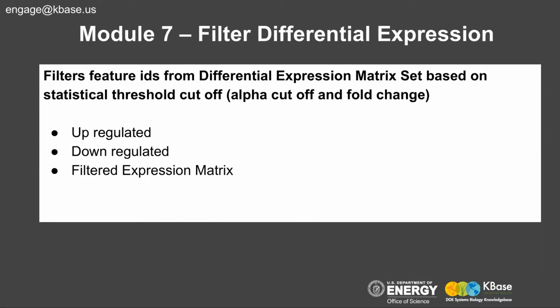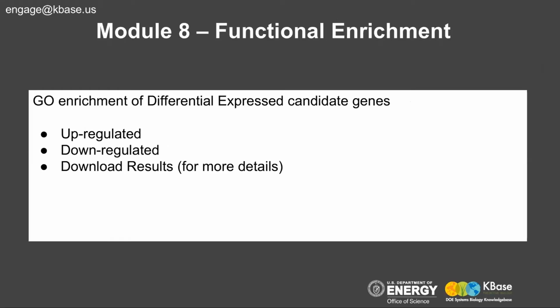Now, once you have that, you would like to get the significant upregulated and downregulated feature sets and the differential expression matrix based on some statistical threshold cutoff. So there is another app for that. Based on the cutoff and fold change, you will get the upregulated and downregulated feature sets and a filtered expression matrix. Once you have that, you can also get the functional enrichment by running the GO enrichment app on the upregulated and downregulated features.